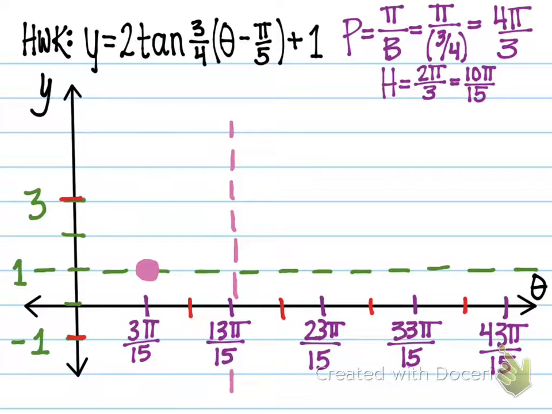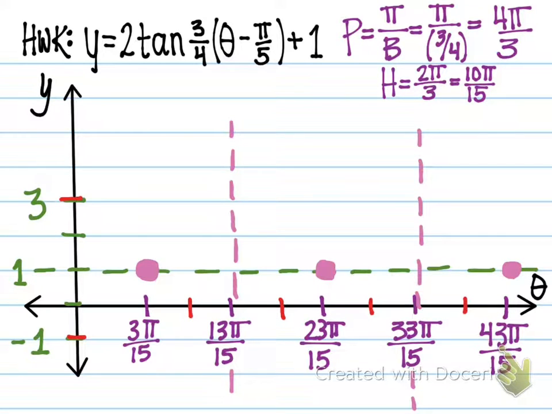Then at 23 pi over 15, that's basically like my pi. I'm 0 again. Next, 33 pi over 15, that's like 3 pi over 2. So that's another vertical asymptote. And last, 43 pi over 15, that's my full time around the circle. That's like my 2 pi transformed. So it's a 0 again. All right. What other points can I plot?